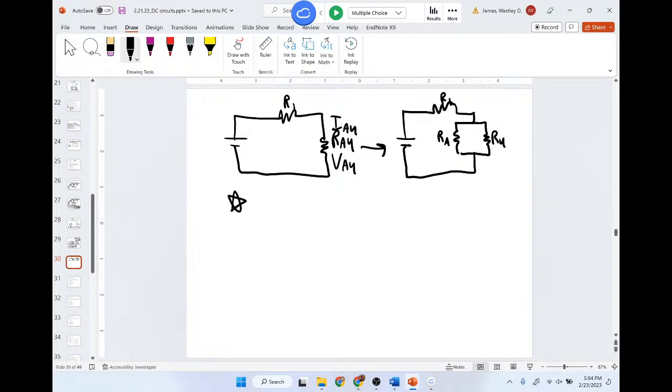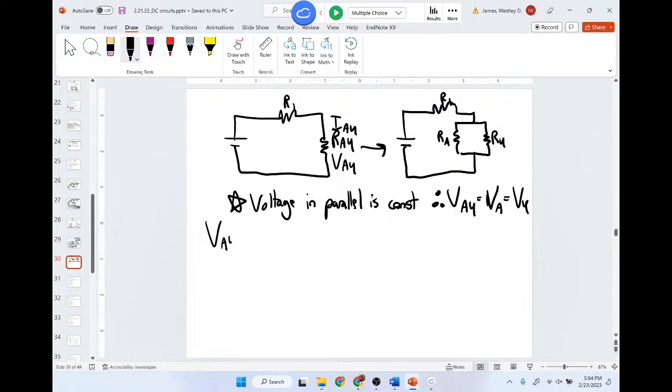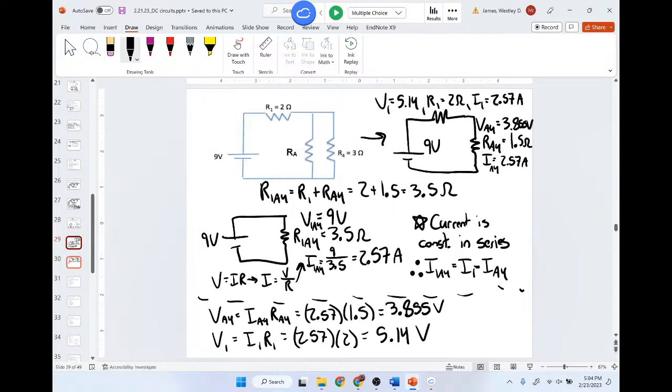V. Voltage in parallel is constant. So when we go backwards, therefore, the voltage in A4 equals the voltage in A equals the voltage in 4. The voltage across this resistor is the same as the voltage here and the voltage here. You've got V, you've got R. Now we can get I.